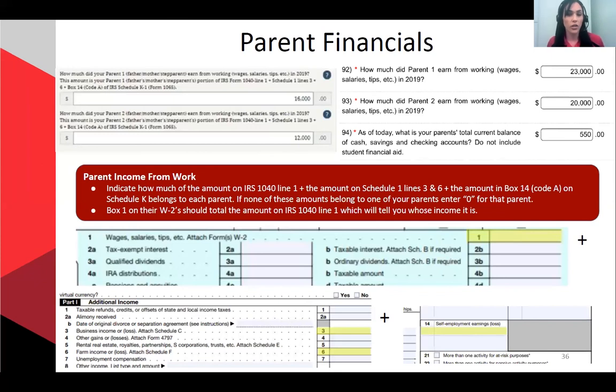The next question, 94, will ask, as of the day you're filling out the FAFSA, the current balance of your parents' cash, savings, and checking accounts. Do not include financial aid in this number. So for that question, do not include your financial aid in those numbers.